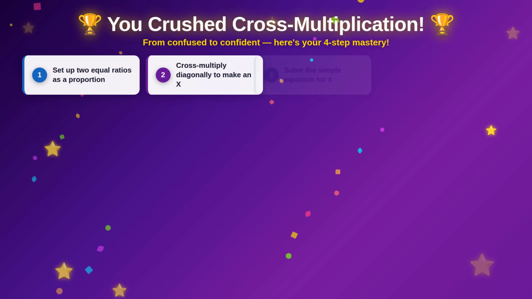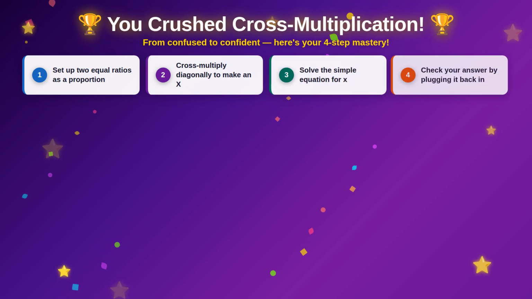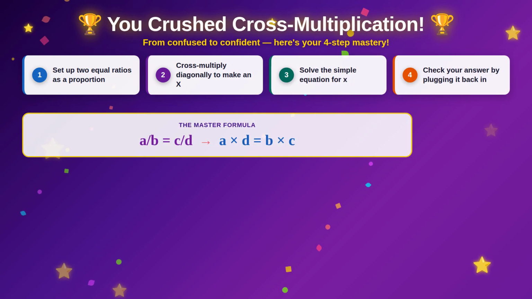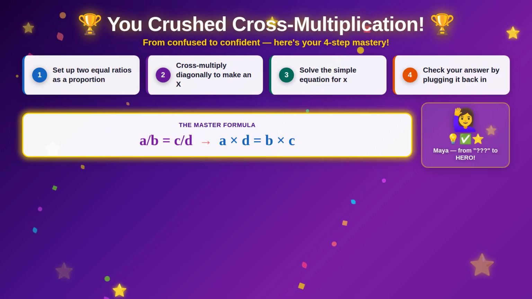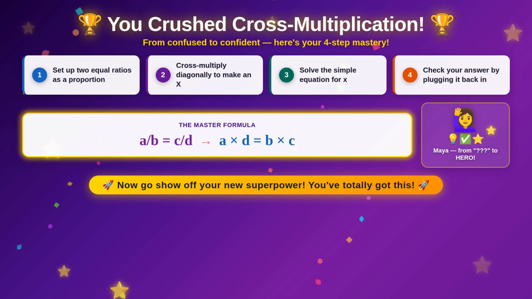She's on fire. Remember Maya, staring at that first problem with no idea what to do. Look at her now. She solved 5 proportions, including one with the unknown in the denominator. Here's the whole process in 4 steps. Set up your 2 equal ratios as a proportion. Cross-multiply diagonally to make an x. Solve the simple equation for x, and always check your answer by plugging it back in. Cross-multiplication is one of those tools you'll use all the way through algebra.